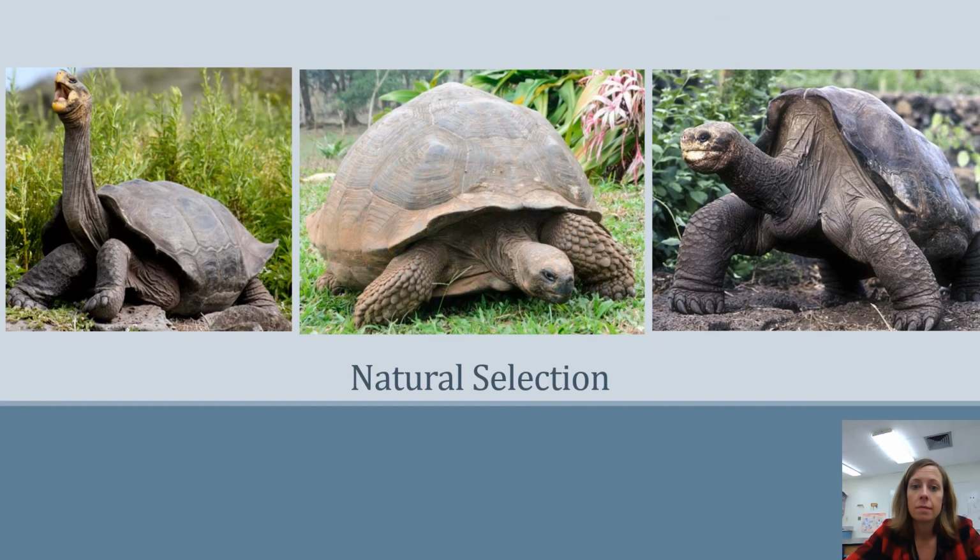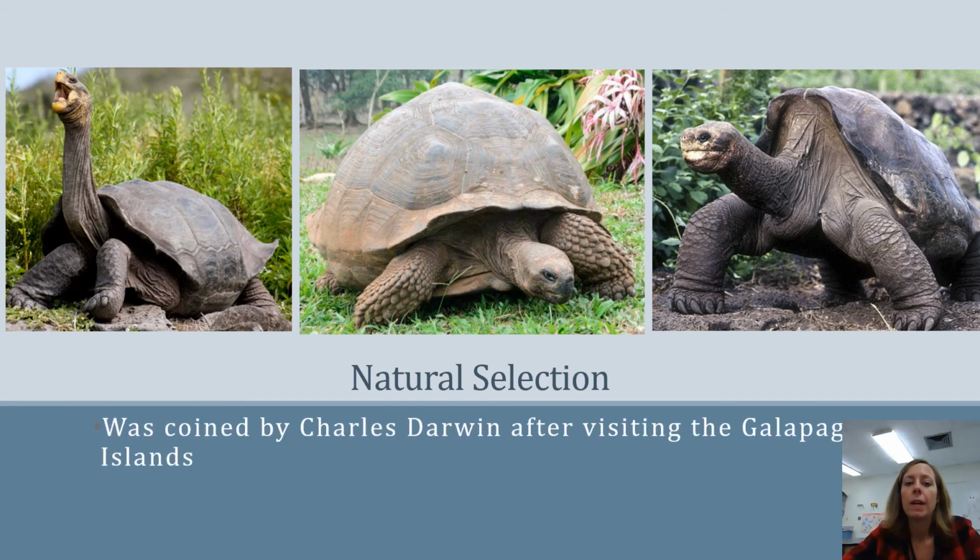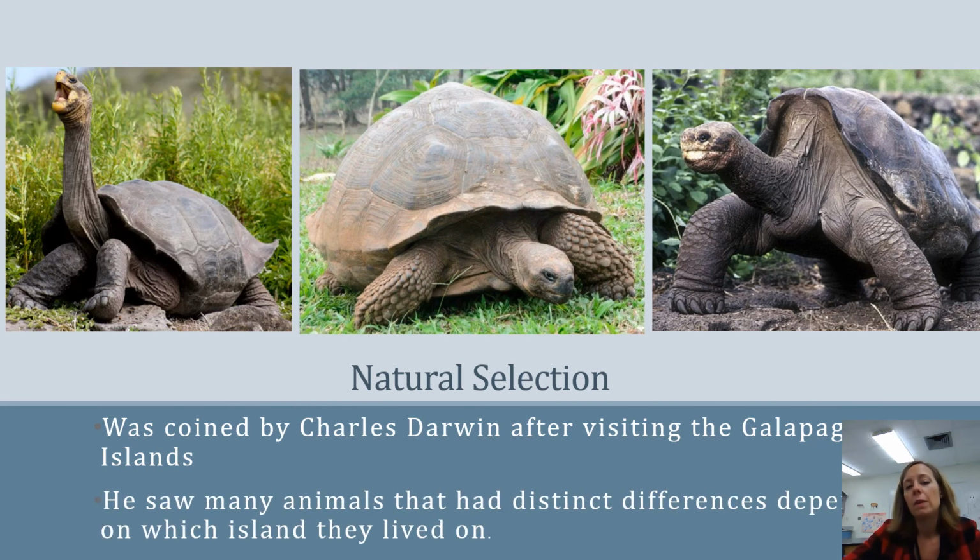So this whole process of natural selection was coined or made up by Charles Darwin after he visited the Galapagos Islands. When he was on the Galapagos Islands, what he noticed is that there were distinct differences depending on which island animals lived on. So here's 3 pictures of tortoises, right?